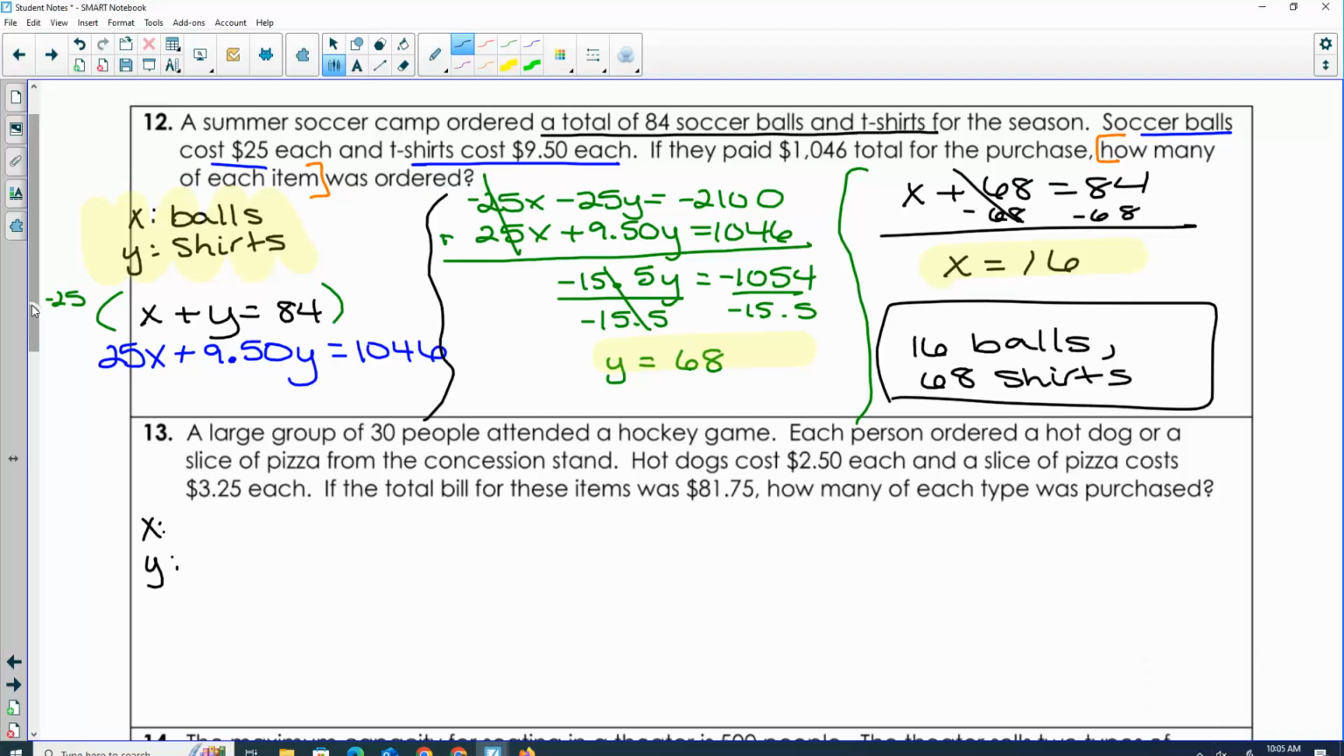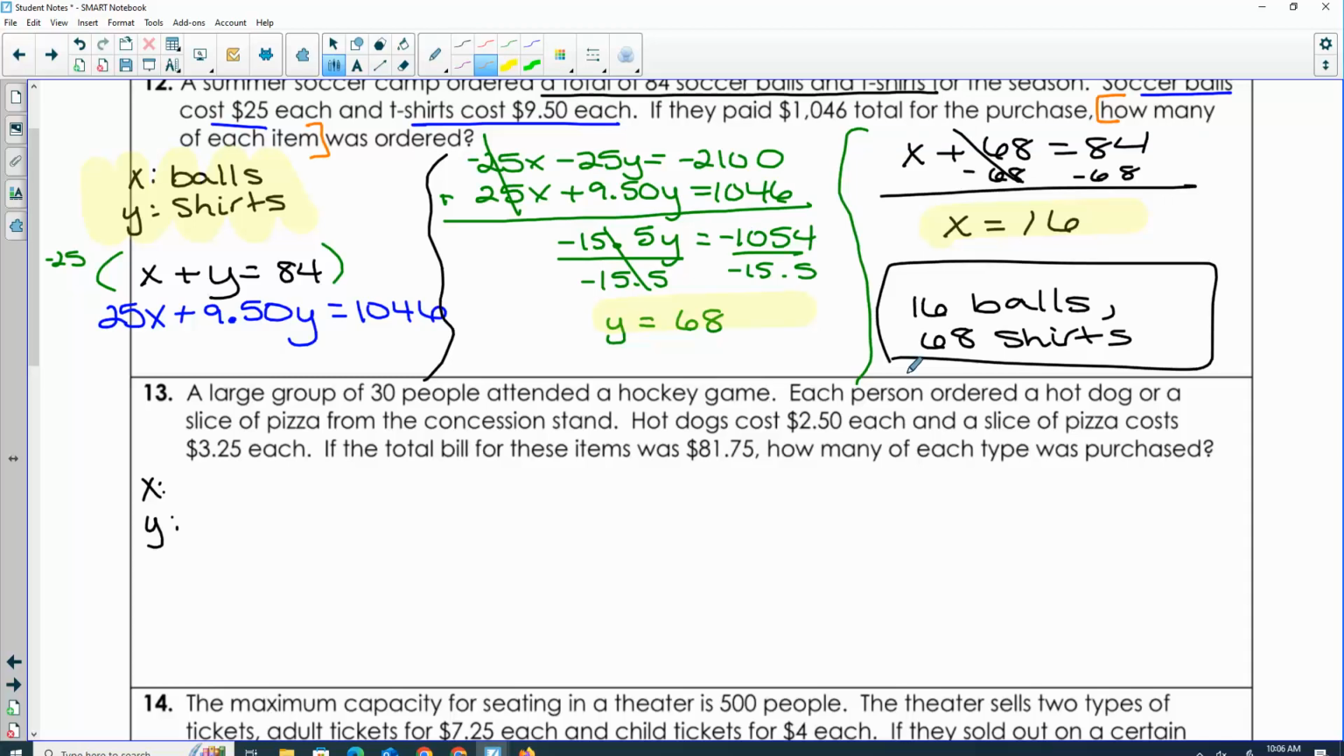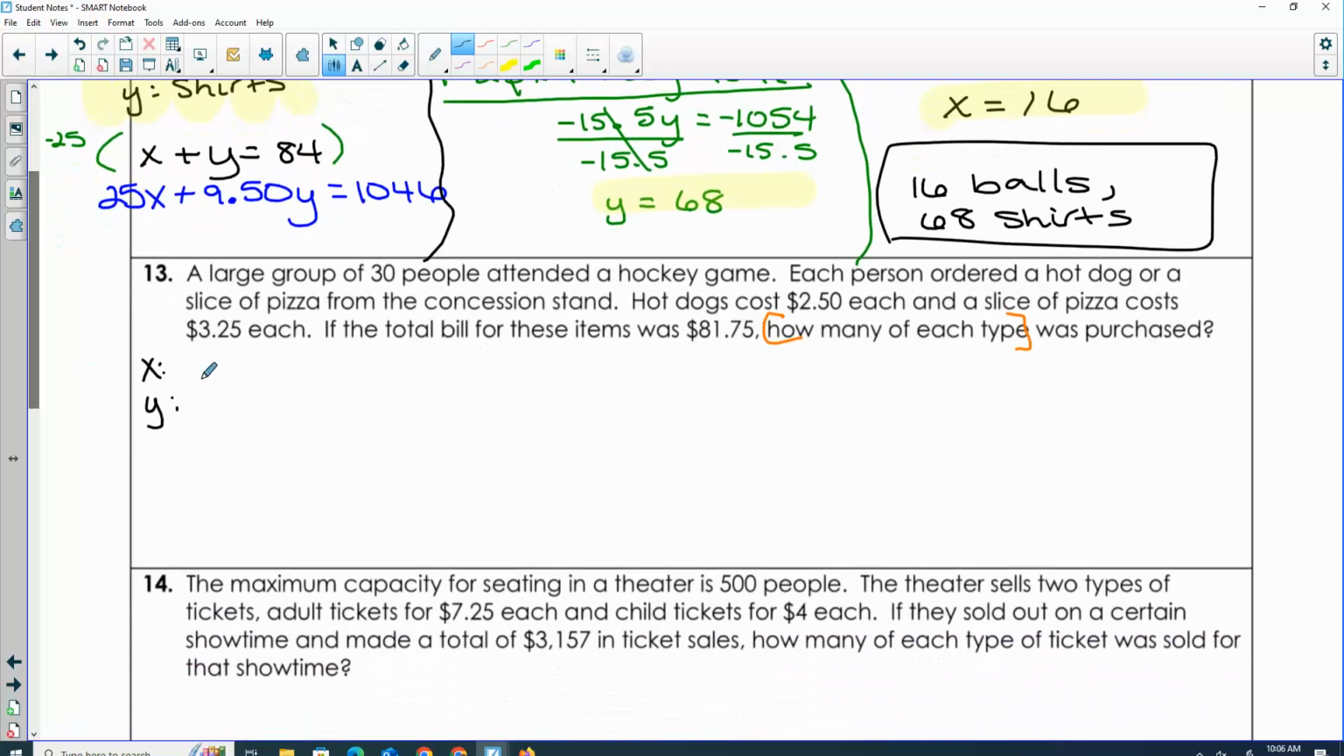If we look at the last sentence, it basically tells us what our variables should be. It says, how many of each type? So my variables are each type. What are the types we have here? Hot dog and pizza. Okay, so X is hot dog and Y is pizza. Now, you can absolutely flip those. If you said X is pizza and Y is hot dog, you are not wrong. But your equations will look different, which is why I say you have to tell me what's what, so I can check it. All right, so my equations.